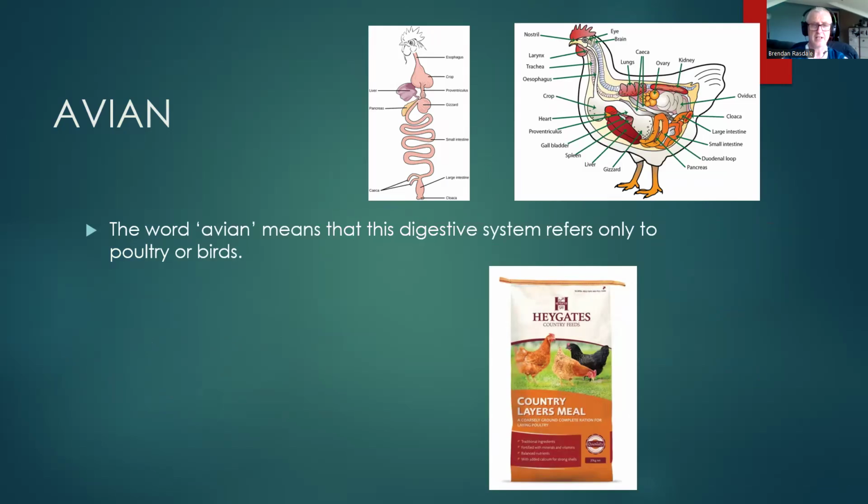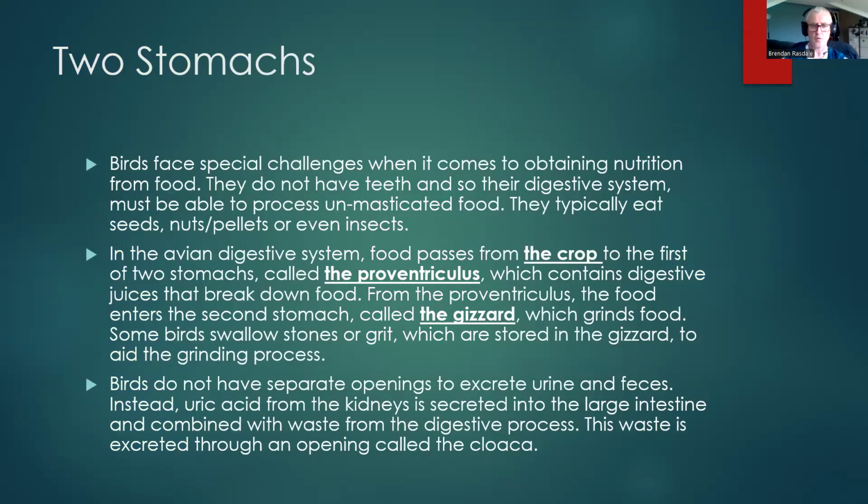All right. The avian, you'll see this table now. It's worth noting in particular the roles of it. The four key bits, we'll come to them in a minute, right? So the crop to the proventriculus to the gizzard. They're the ones, and then out the cloaca at the end.